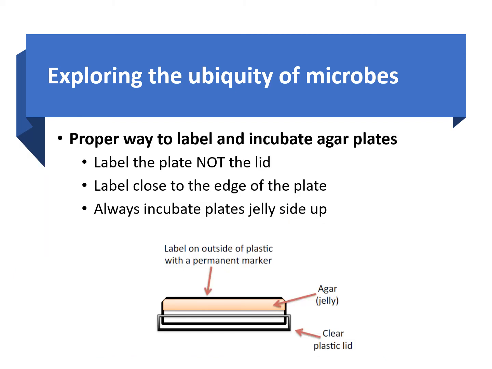And one more time, this is how your Petri plate is going to look like. It has the lid that I showed you, it has the bottom part, and you always have to label your plates. Why do we have to label our plates? Because you want to remember what you inoculated on that plate.